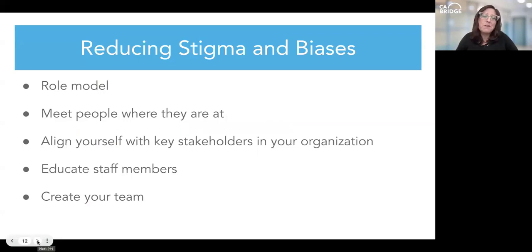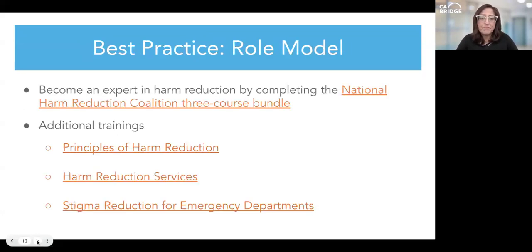So for reducing stigma and biases, we're going to talk about some strategies and best practices for role modeling, meeting people where they're at, aligning yourself with key stakeholders in your organization, educating staff members, and creating your team. So best practice, we're going to start off first with being a role model. How do you do that? Well, we've got so many tools, you guys, and if you're not taking advantage of them, please do.